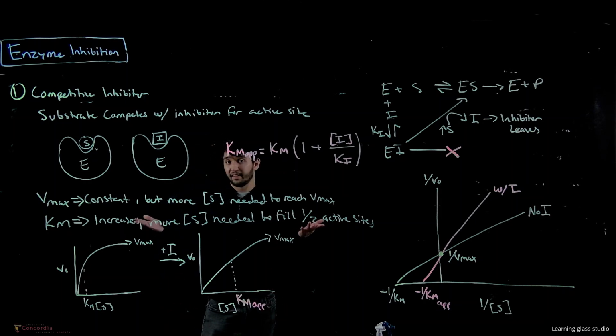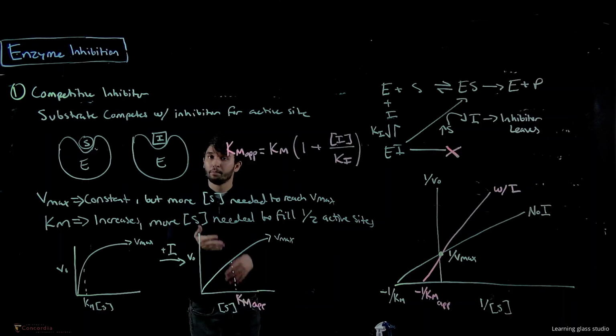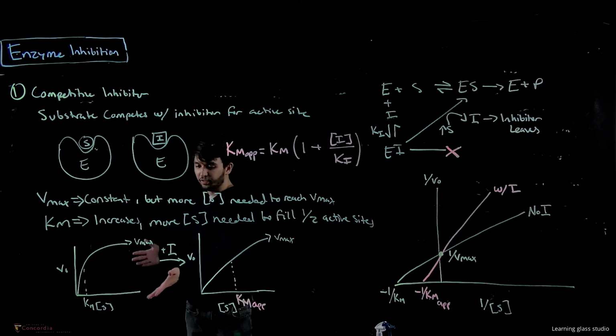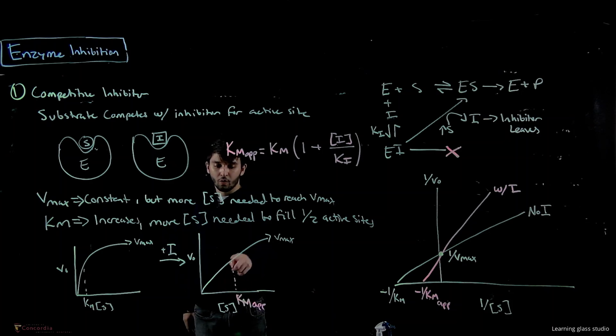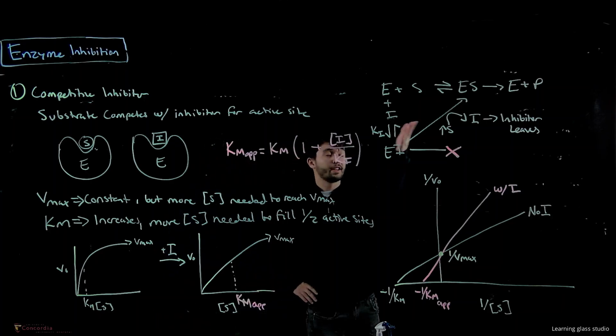So Vmax stays the same, but more substrate is needed to reach Vmax because you need enough substrate to outcompete the inhibitor. Km, by that logic, increases. Why? Because more substrate is needed to fill 1/2 of enzyme active sites with substrate, since the inhibitor is also entering the active site. If we're looking at these hyperbolic curves, this is just a normal curve. When we add the inhibitor, we get to Vmax much more slowly, and Km increases as a result of that.